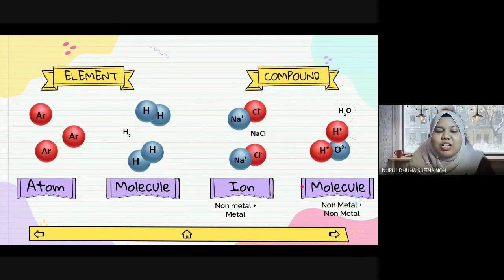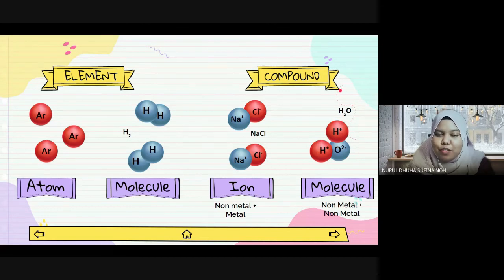No, hydrogen chloride is not a molecule element. As I said just now, a molecule element only involves one chemical element. So hydrogen chloride is a molecule compound, as hydrogen is a non-metal while chlorine is also a non-metal. So the combination of non-metal with non-metal is a molecule compound.